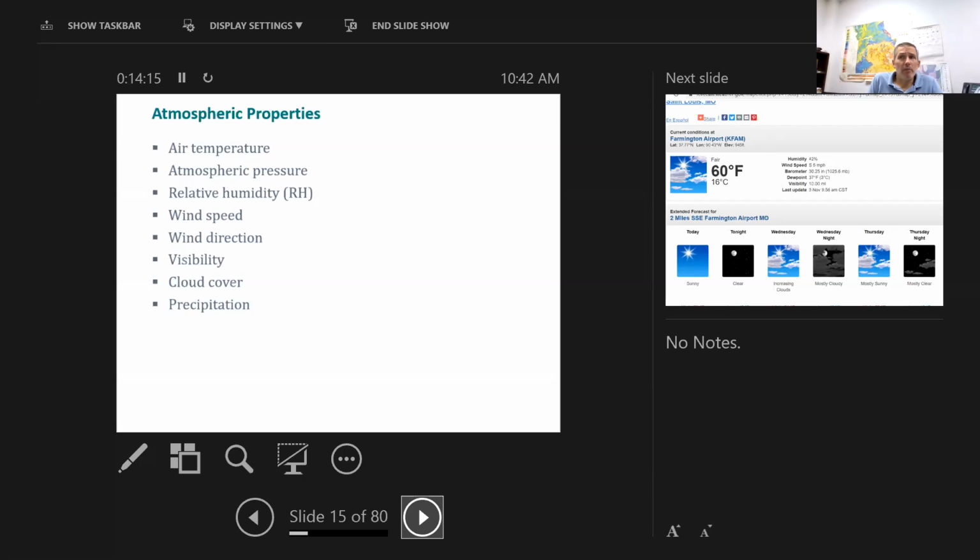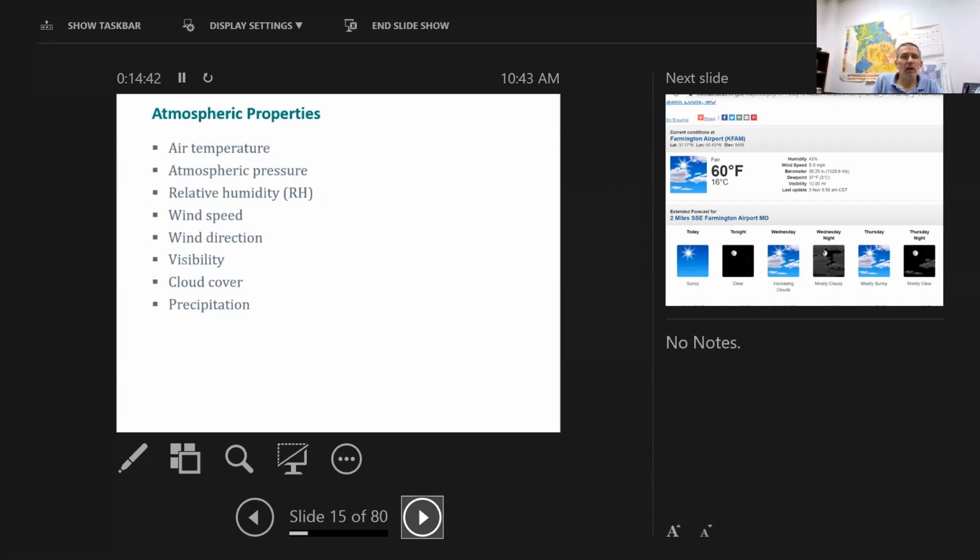We can start looking at atmospheric pressure, the weight of the overlying air pushing down on us. We can look at relative humidity, which is a measurement of how much moisture is in the air at a given temperature. We can look at wind speed and direction, visibility, how far can you see, what type of clouds and what's the cloud cover? Is it fully clouded or is there partial clouds? Is it isolated clouds? And then finally, precipitation.